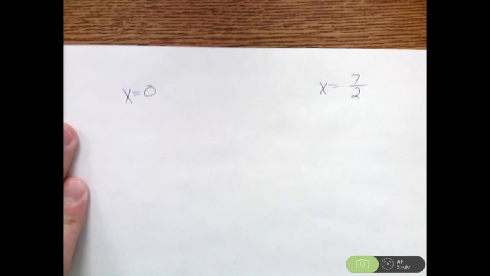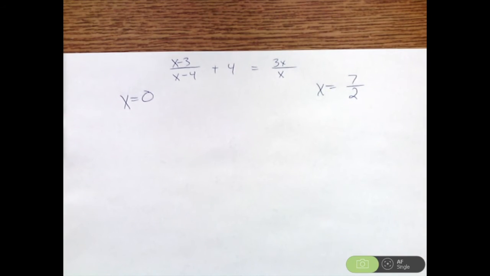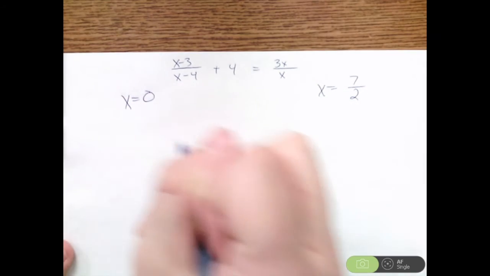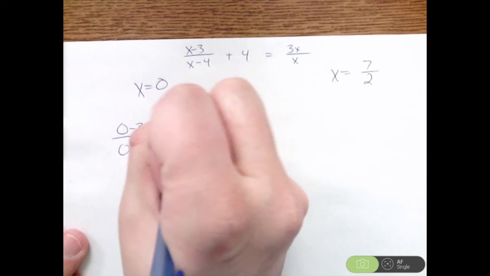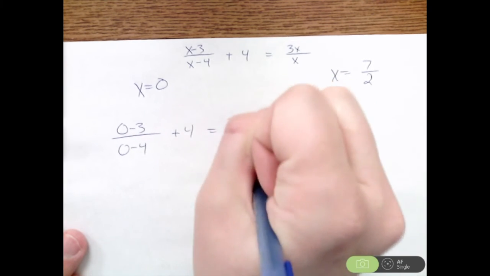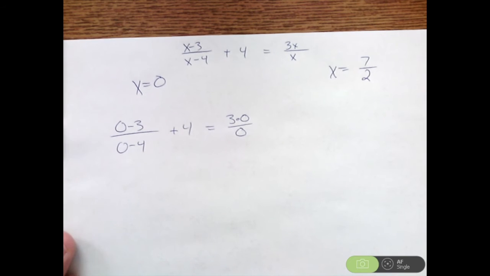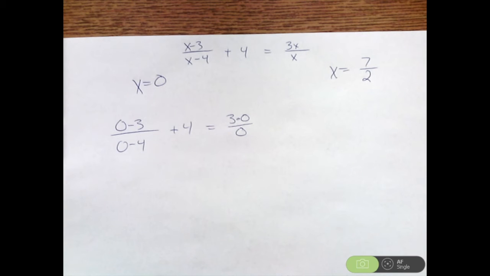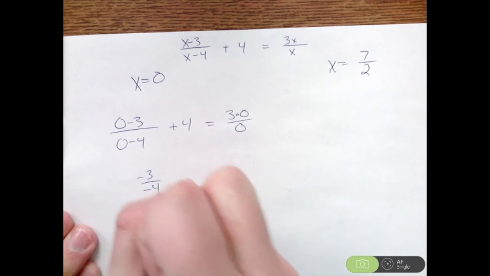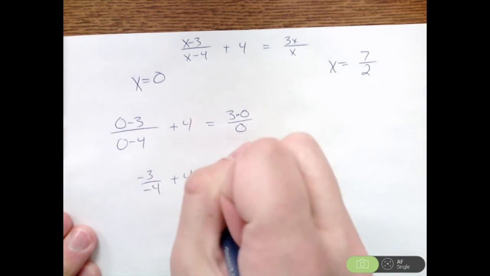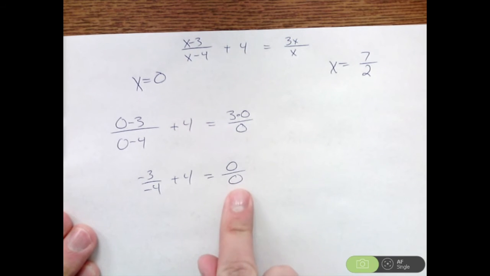Now remember, our original equation is x minus 3 divided by x plus 4 equals 3x divided by x. So if I plug in 0, I'm going to have 0 minus 3 over 0 plus 4 equals 3 times 0 over 0. Now, there's a lot you can do there, but the one thing we're looking to avoid with fractions is we do not want a 0 in the denominator. So over here, you're going to have negative 3 divided by negative 4 plus 4. So you're good on the left side, but on the right side, we got a problem. We are dividing by 0.